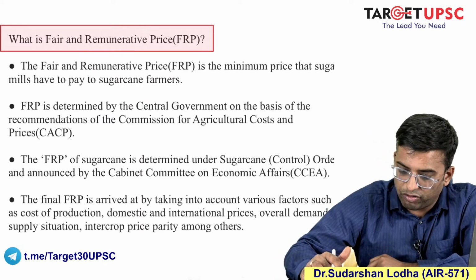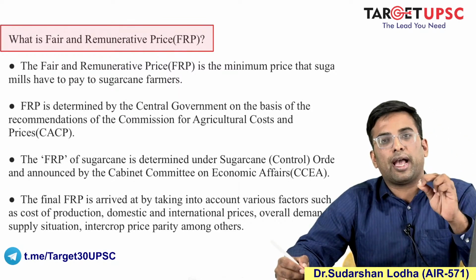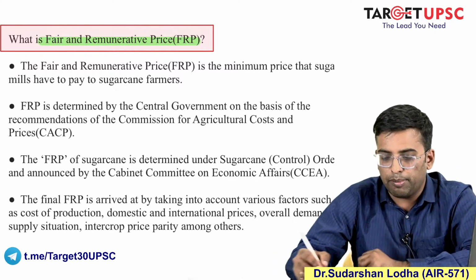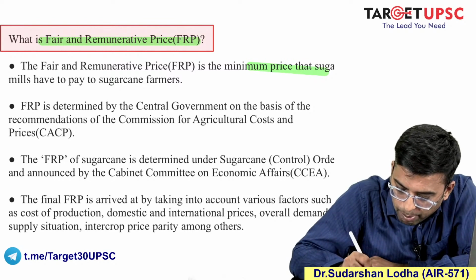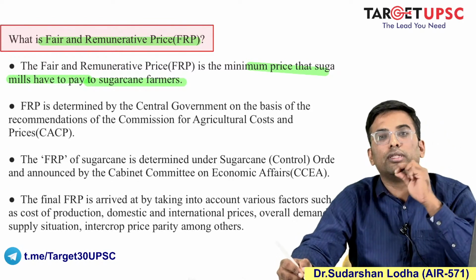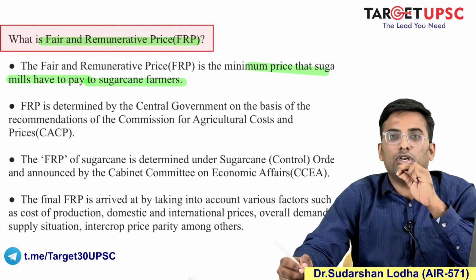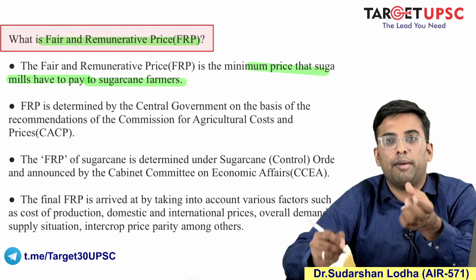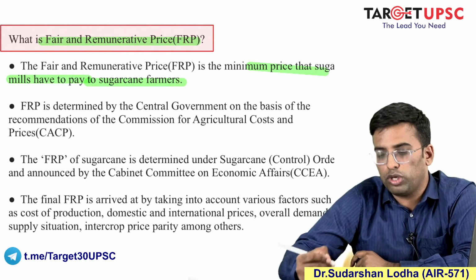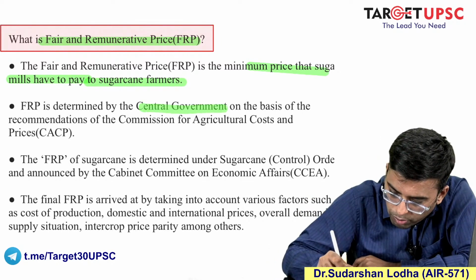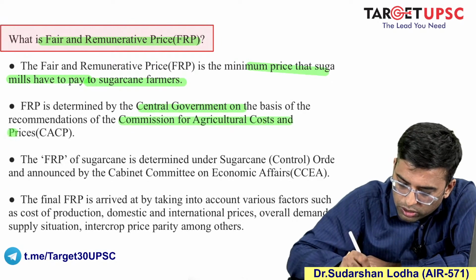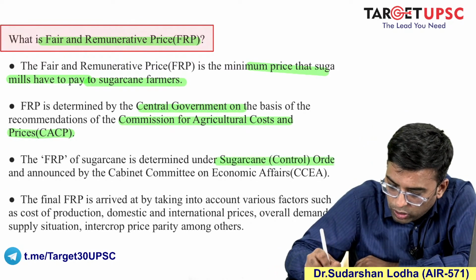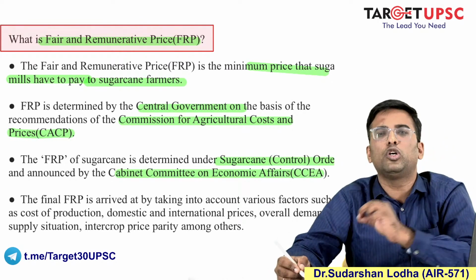Moving forward, where we left was MSP for sugarcane is in the form of FRP, that is fair and remunerative prices. So it is a minimum price that sugarcane mills have to pay to sugarcane farmers, and this is decided as it is MSP of sugarcane. तो ये भी आपको पता चाहिए, and it is determined by central government on the basis of recommendation of Commission on Agriculture Cost and Prices. तो ये भी important है. And FRP of sugarcane is determined under sugarcane order and announced by Cabinet Committee of Economic Affairs, similar to MSP.